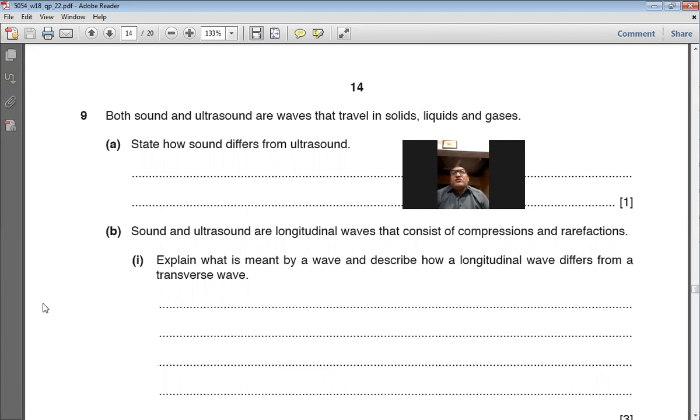You see, the sound which we can hear has a frequency from 20 to 20,000 hertz, but the ultrasound frequency is more than 20,000 hertz. So the main difference is in their frequency. The sound frequency can be any frequency, but the ultrasound frequency is more than 20,000 hertz.